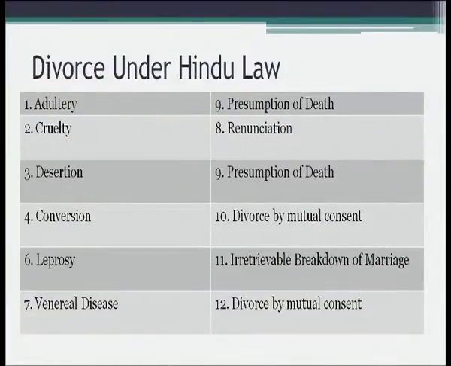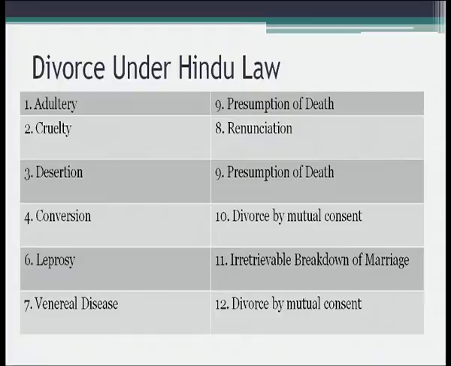First is adultery, meaning thereby the husband or wife must not have a sexual relationship with any other person outside the wedlock. The husband must not have a sexual relation with anybody other than the wife. If the husband does so, it is punishable under the criminal laws, and it is also a good ground for the wife to seek divorce.